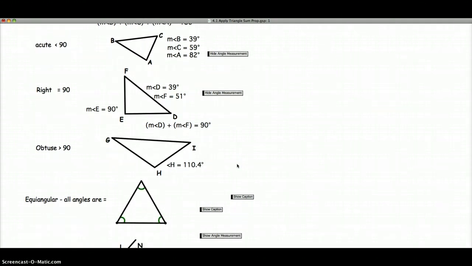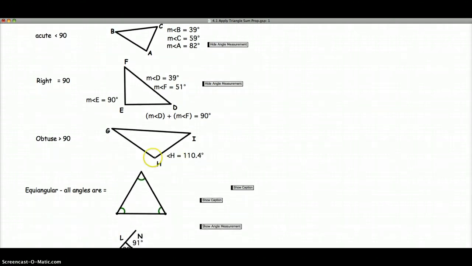Okay, and then of course we have an obtuse triangle. That means we have an obtuse angle in that triangle. In this case, angle H is 110.4 degrees. So you have your obtuse triangle. No matter what I do, you have one angle that is greater than 90 degrees.